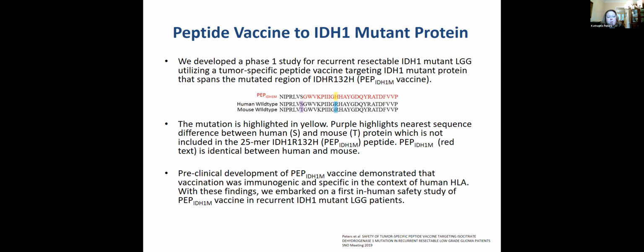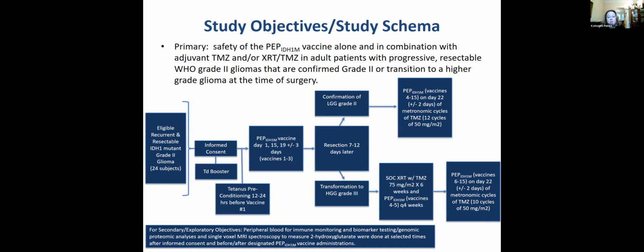And so here at Duke with John Sampson and Dr. Hai Yan, and this is a presentation I gave in 2019 at the Society of Neuro-Oncology meeting, we developed a tumor-specific peptide vaccine that targeted the IDH1 mutant protein. And this is just an example of how that was developed. And this was a first-in-human safety study of the peptide vaccine in recurrent IDH1 mutant low-grade gliomas.